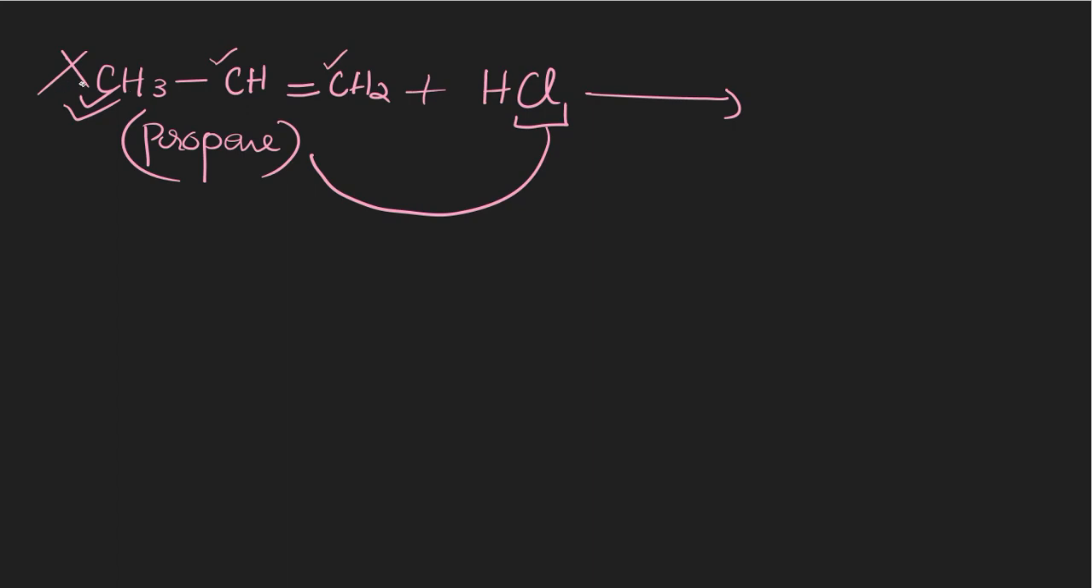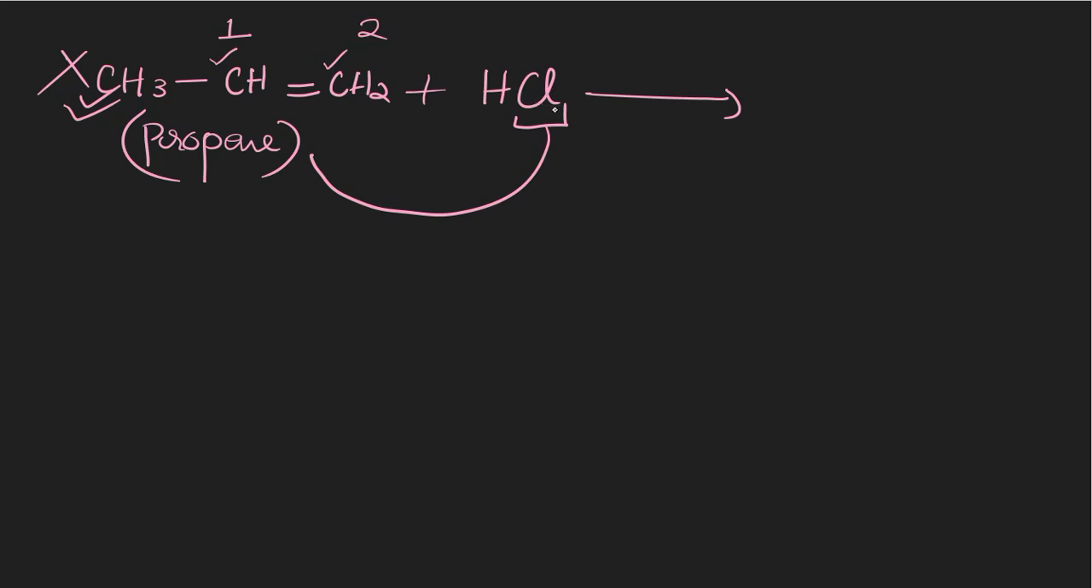It is attached with a single bond, so it will never attack this carbon atom. It can only attack your double bonded carbon atoms. Now Markovnikov rule says that it will attack the carbon atom having less number of hydrogen atoms. So in this case, you can see there is only one hydrogen atom, and in this case, you can see that there are two hydrogen atoms.